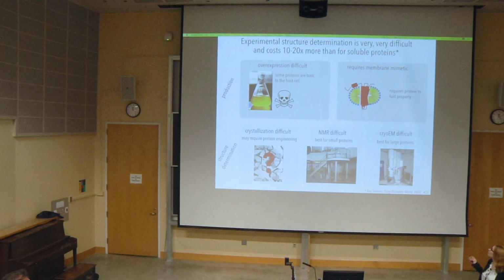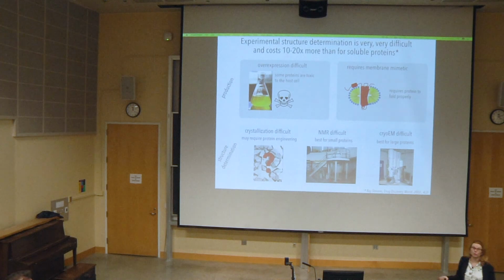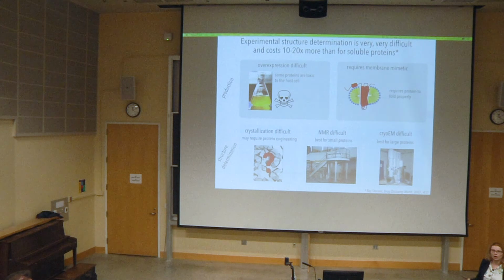So once you have tackled those two challenges, you probably want to do structure determination, and you're probably trying crystallization. So a lot of membrane proteins just don't want to crystallize, and people spent years and years and years of trying to crystallize them without success. It might require extensive protein engineering to keep them in a certain stable state. If you can't do crystallization, you probably want to try NMR spectroscopy.